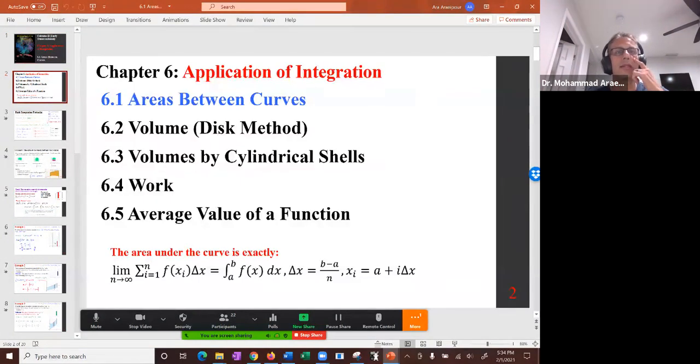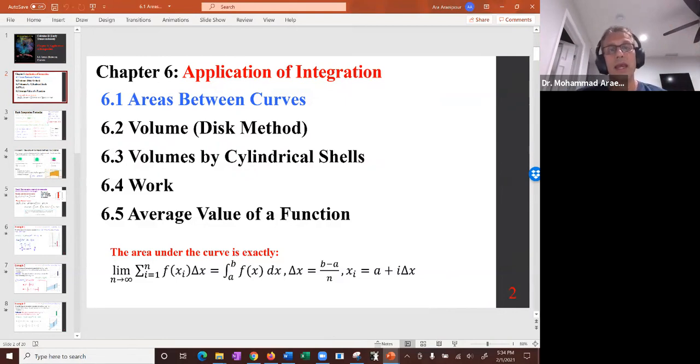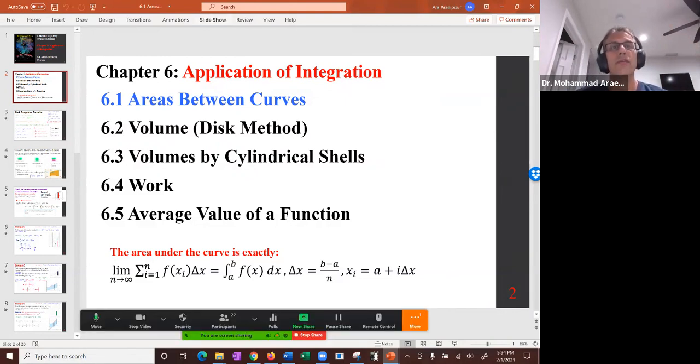In this chapter, we look at areas between curves, volume, two methods, the method of disks and the method of shells. 6.4 is work, and finally we finish with the average value of a function.